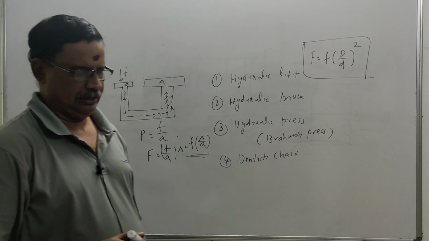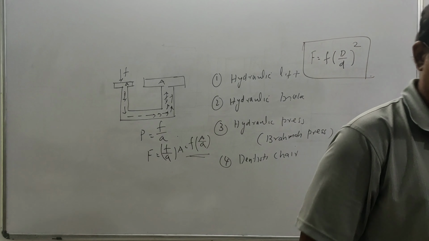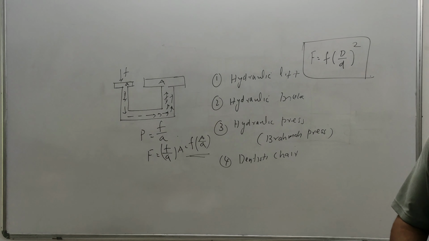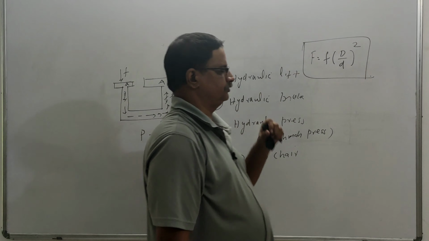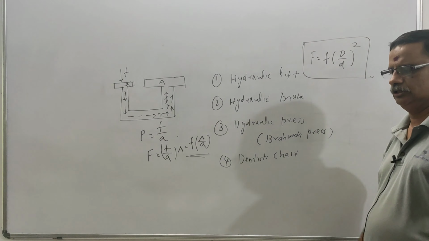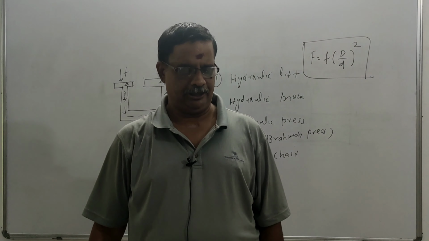Pi r square is the area, pi gets cancelled, r is d by 2. So there is nothing in it, 2 and 2 get cancelled. So finally you end up with this result. This is the force that is acting on an object placed on the platform having the larger area.